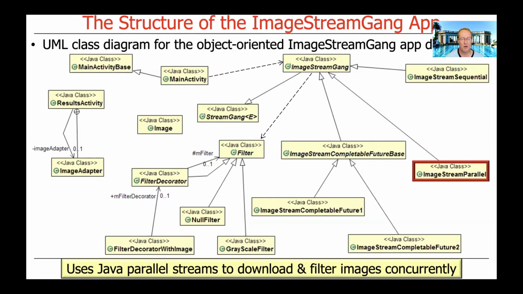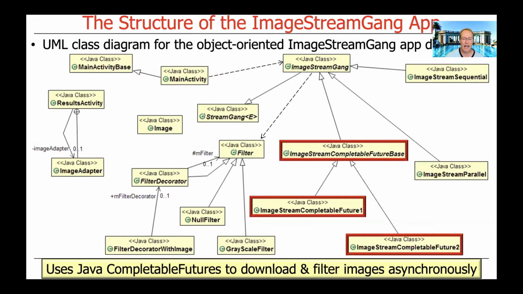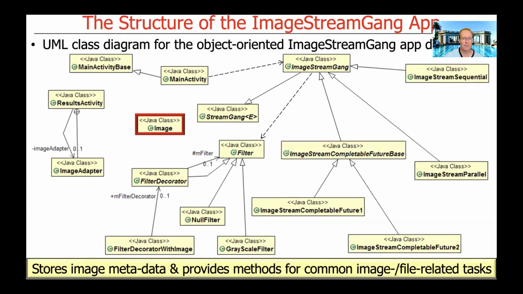The parallel streams version, of course, will take advantage of multiple cores using the common fork join pool. And then we have a couple of different completable future implementations, one of which uses the common fork join pool, one of which uses a custom thread pool, or rather we reuse something that's already defined in the Java executor framework, but it's not the common fork join pool. And that does the downloading and filtering asynchronously in parallel.